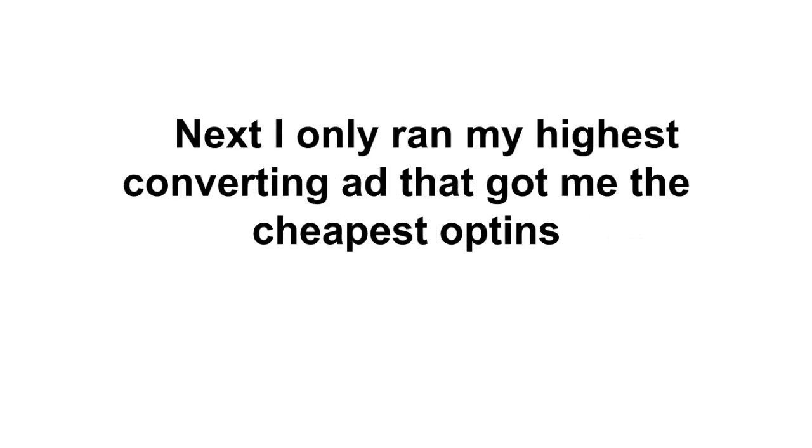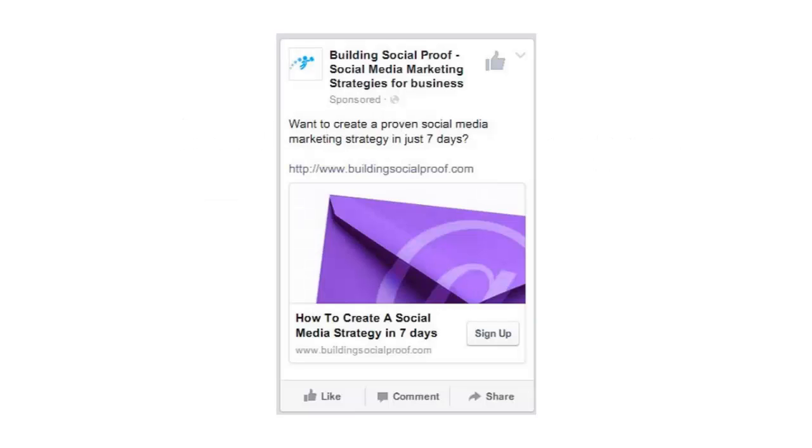Next, I only ran my highest converting ad that got me the cheapest opt-ins, and here's what that ad looked like. I tried a lot of different variations of ads over the other weeks, and you saw those in the other videos, but this is the one over the whole entire month that was consistently the cheapest opt-in. So I dropped all the other ads and just wanted to run this one. I figured maybe long term people would keep seeing this ad over and over and it would lose its effectiveness, but I wanted to give it a try and make a run for getting my cost per subscription down to $1 or less.